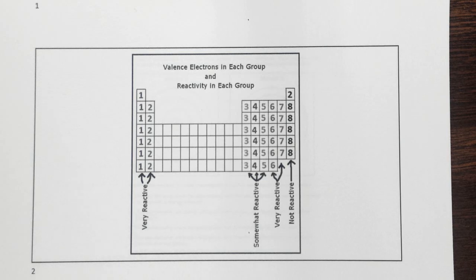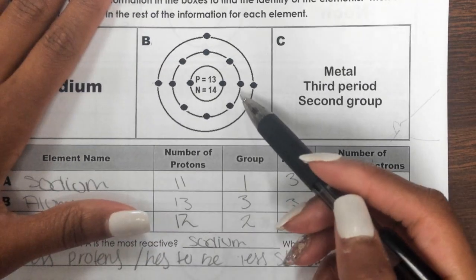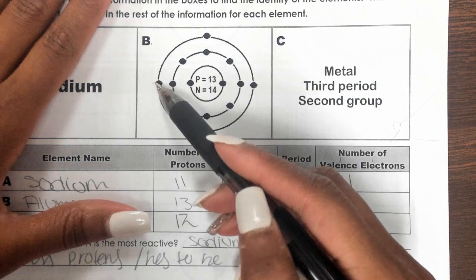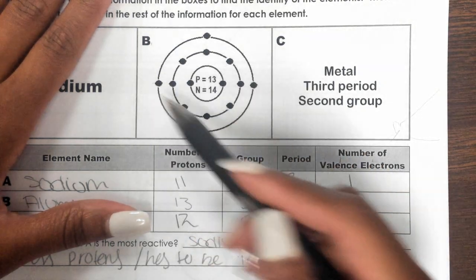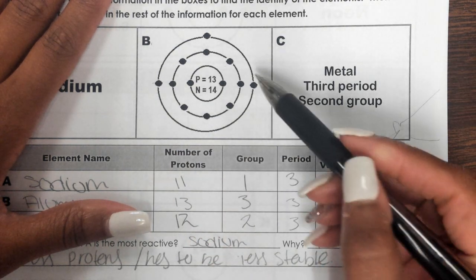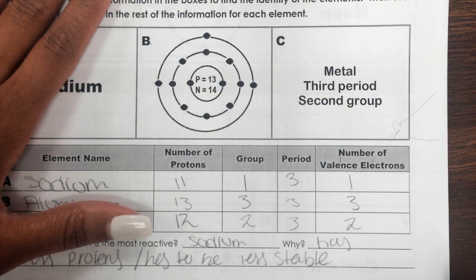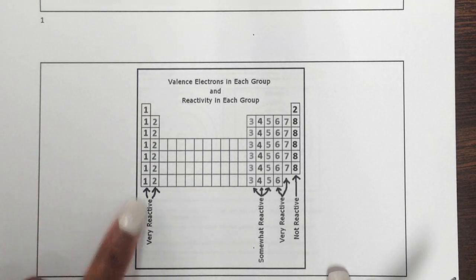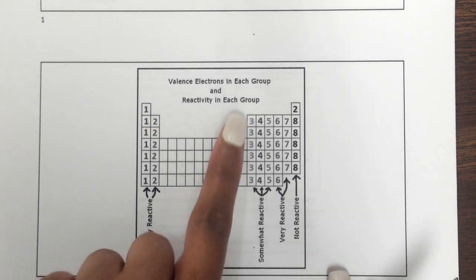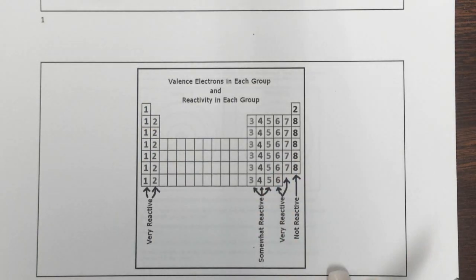So I'll show you an example of that from last week. So this is an assignment that you did last week that has valence electrons on it. Alright, so right here, this particular element has 1, 2, 3 valence electrons. It has 13 total electrons. The group number is going to tell you how many are on that outermost shell. So group 1 is going to have 1 valence electron. Group 2 has 2. Group 3 has 3, 4, 5, 6, 7, 8.